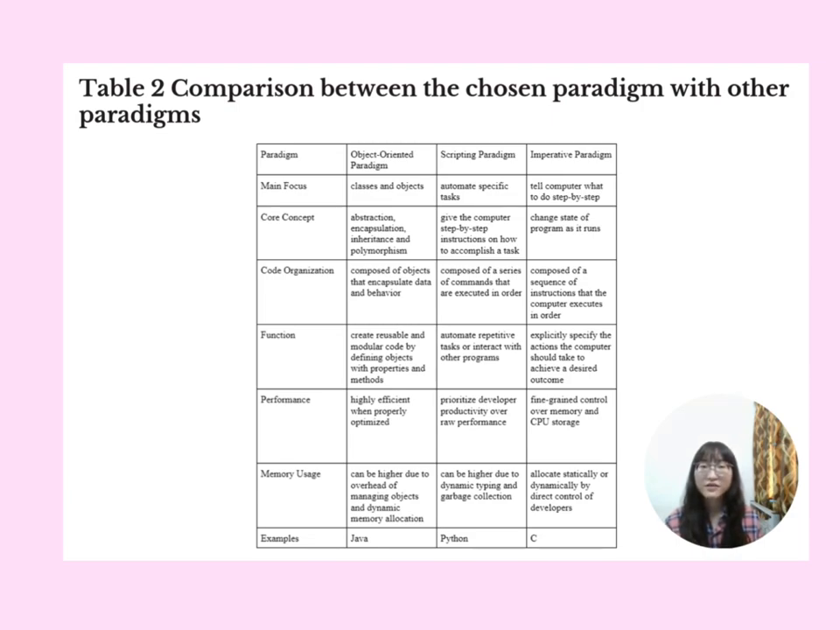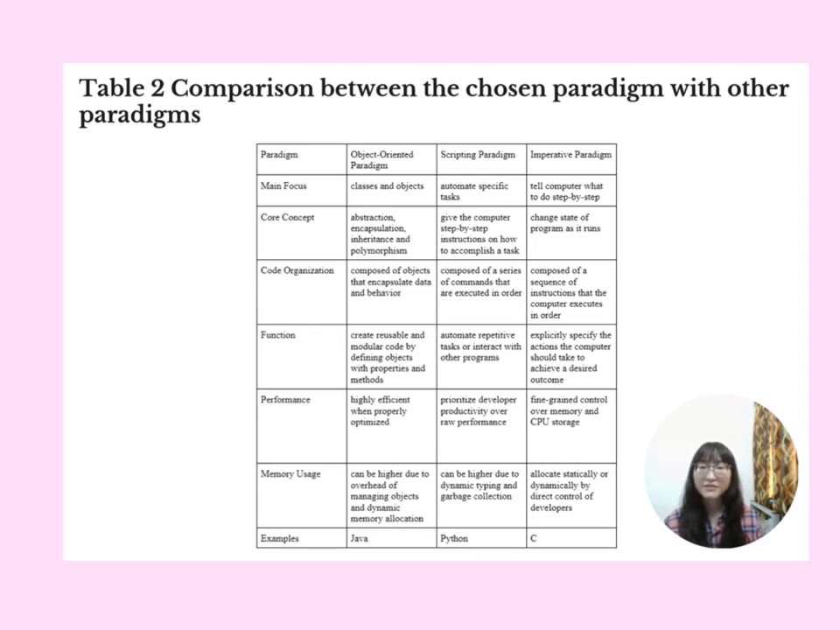Now we look at the function of the object-oriented paradigm. It creates reusable and modular code by defining objects with properties and methods, while the scripting paradigm automates repetitive tasks or interacts with other programs, and the imperative paradigm explicitly specifies the actions that the computer should take to achieve a desired outcome.